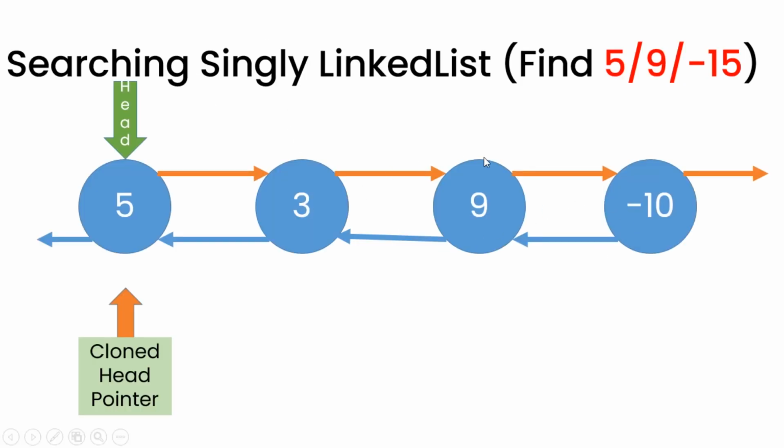This is how a double linked list should look like. You have a pointer at the next direction and you have a pointer at the backward direction. So you can go forward and you can go backward. That's the most important key point in a doubly linked list.